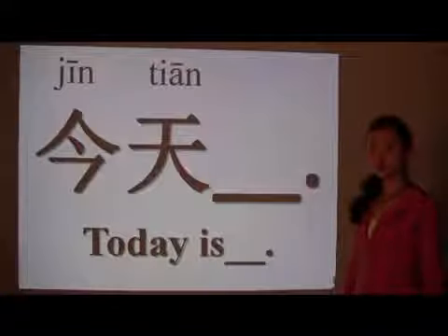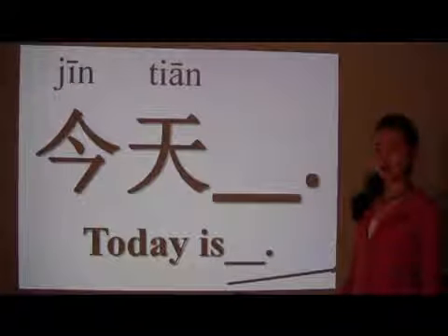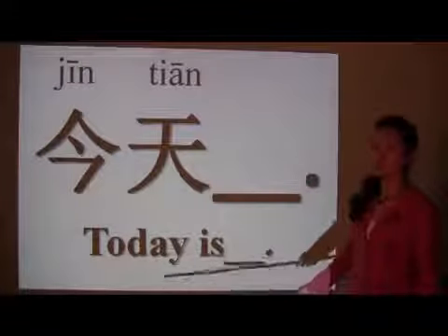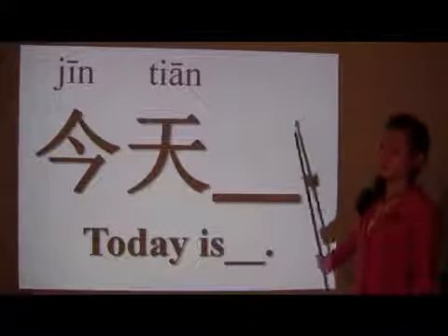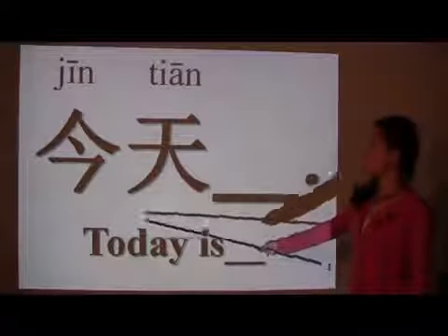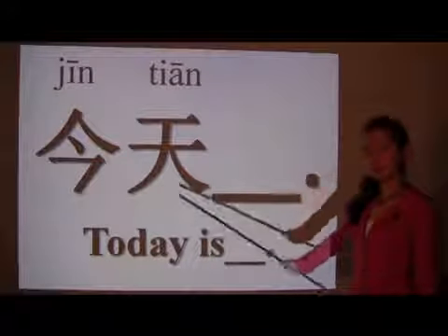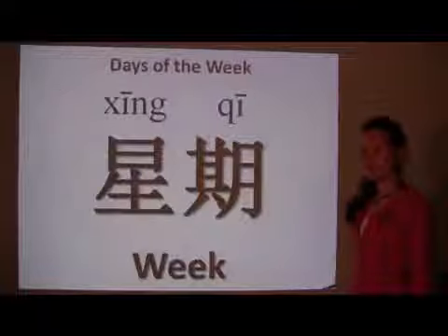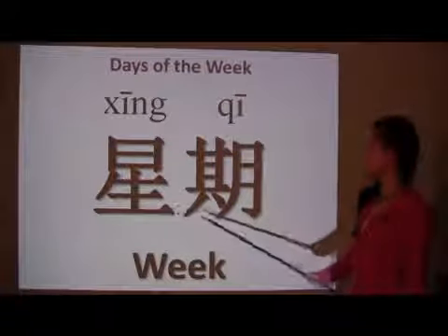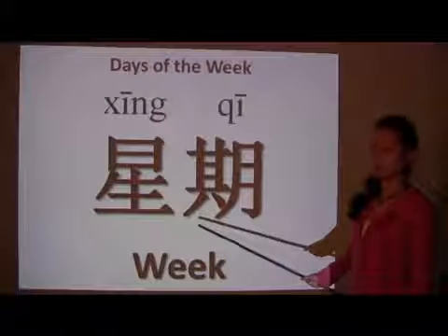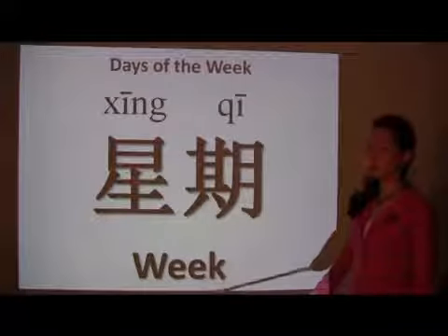And then you reply and say, today is, and then you fill in a blank for Monday through Sunday, or Sunday through Saturday. 今天 Monday, or whichever one you choose. And week. 1 week is 星期, 7 days, 52 weeks in a year. 星期 is week.